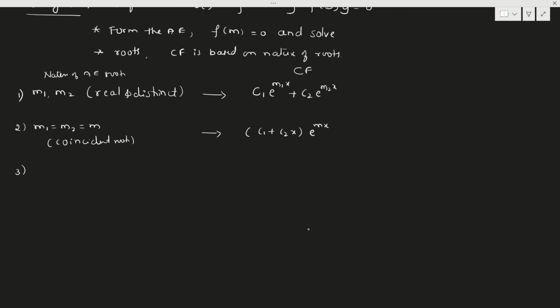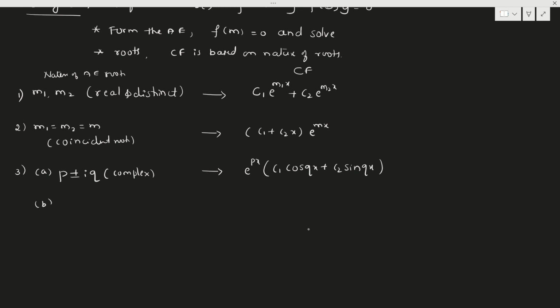Third type: suppose the given roots are p plus or minus iq. What are these? A pair of complex roots. If roots are complex, then the solution is e raised to px (C1 cos qx plus C2 sin qx). This is the complementary solution.